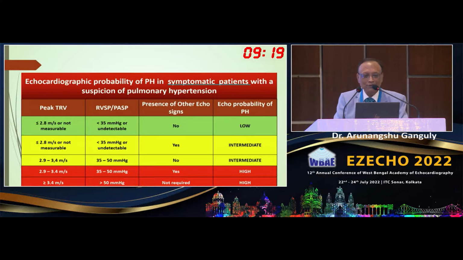But if you have signs, then you are in an intermediate probability that the patient is having PH. If you have 2.9 to 3.4 and you do not have any secondary signs, you have an intermediate probability. But if you do have signs, that is a high probability of having pulmonary hypertension. Similarly, if it is more than 3.4, you do not need secondary signs. It is a high probability of pulmonary arterial hypertension.